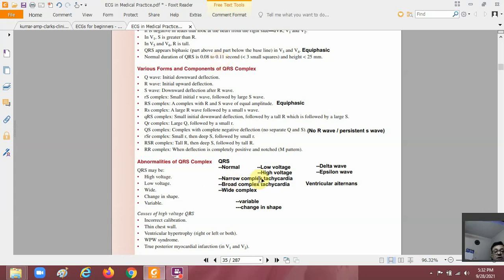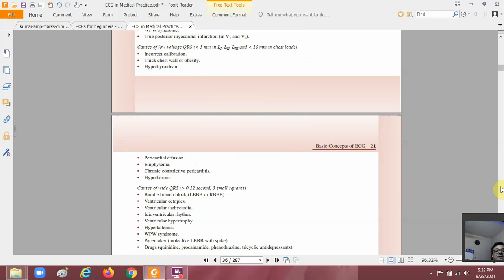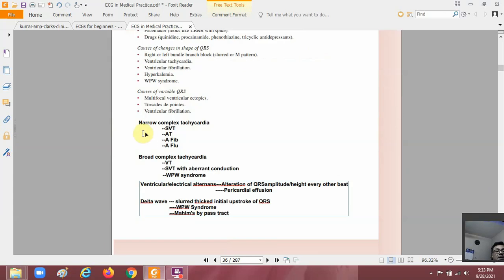What are the causes of narrow complex tachycardia? SVT, supraventricular tachycardia, atrial tachycardia, atrial fibrillation, atrial flutter. What are the causes of broad complex tachycardia? Ventricular tachycardia, WPW syndrome, SVT with aberrant conduction.